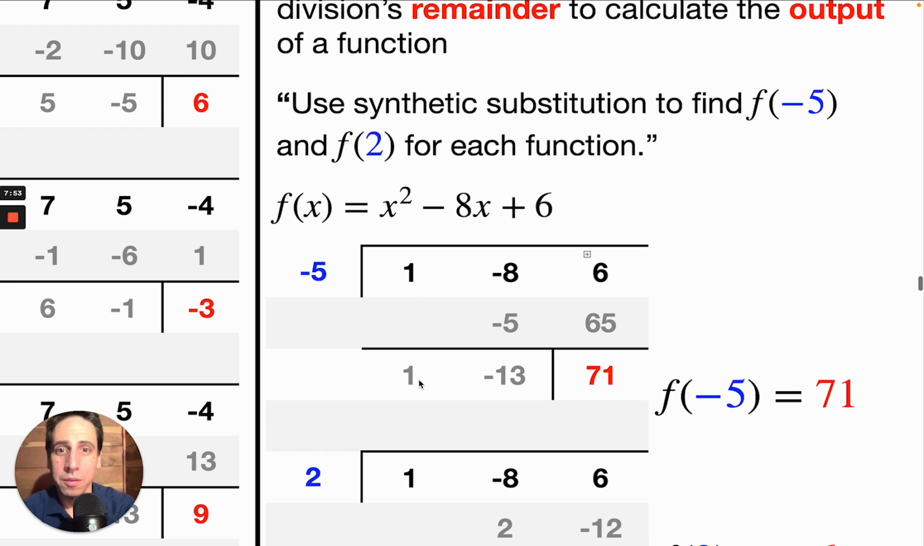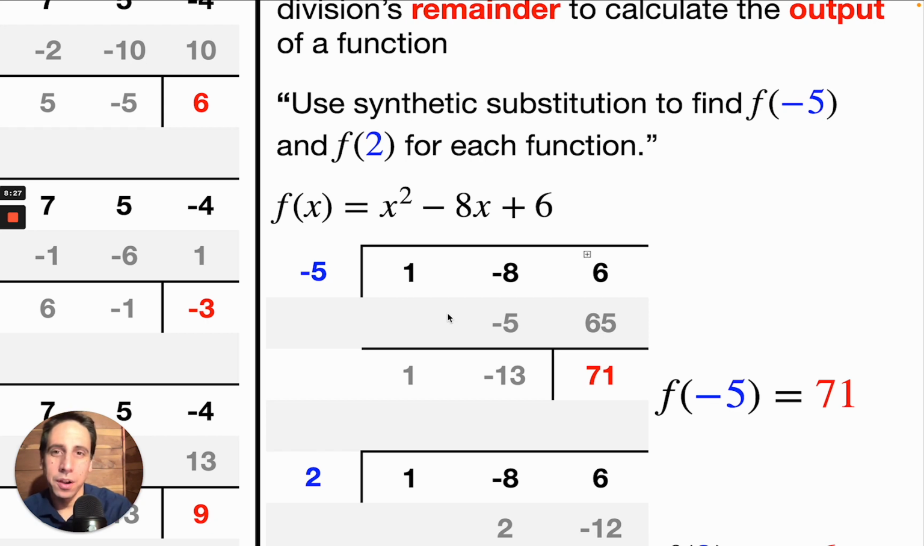And you can see, bring down the 1, times negative 5, plus negative 8 is negative 13, times negative 5 is 65, plus 6 is 71. So the blue divisor and the red remainder are going to be equal to the blue input and the red output. If the input is negative 5, then the output is going to be 71. If I feel like synthetic division is easier, then I might as well just do that instead of substitution.